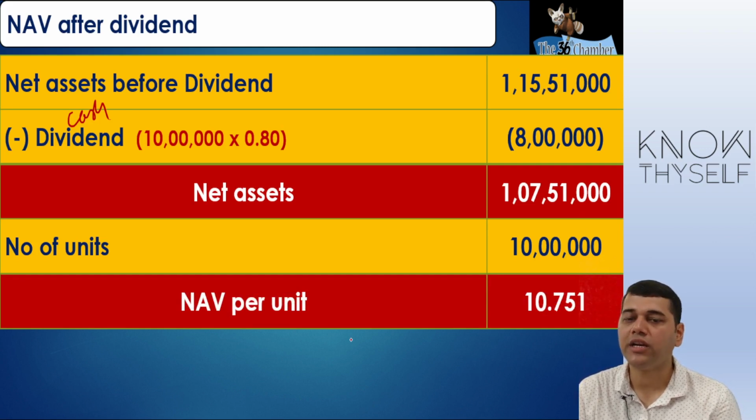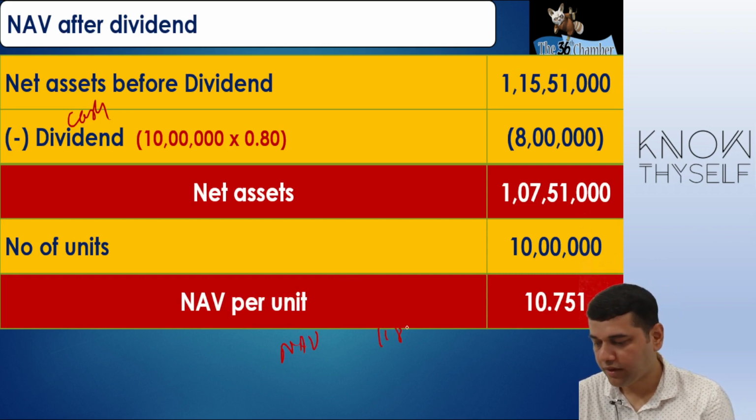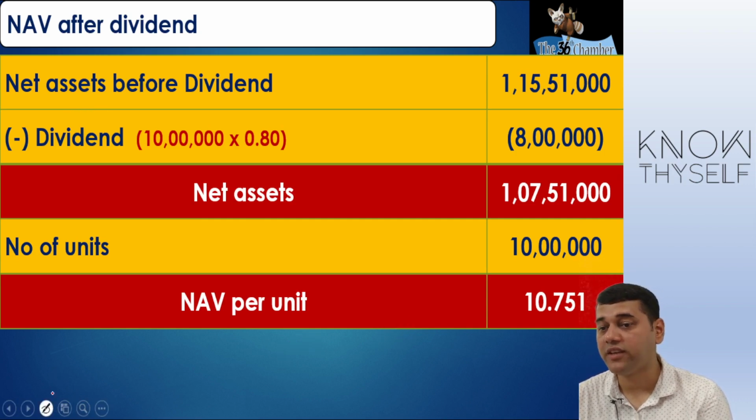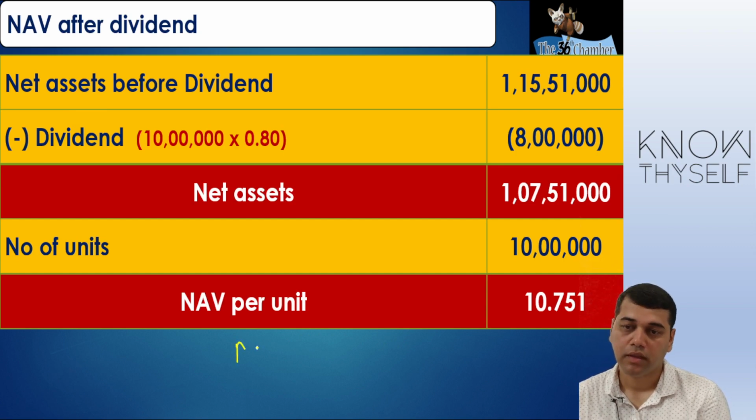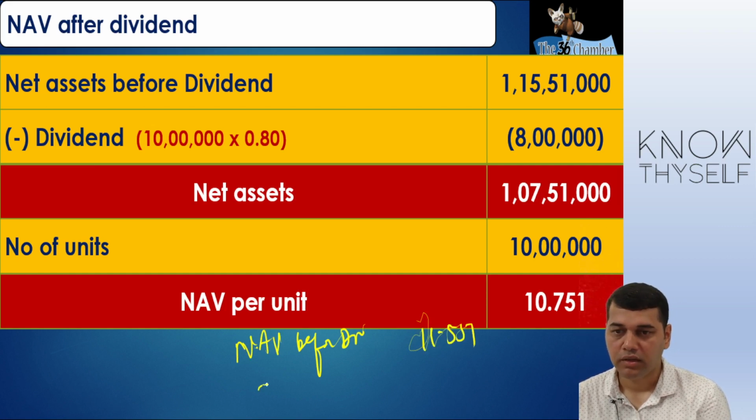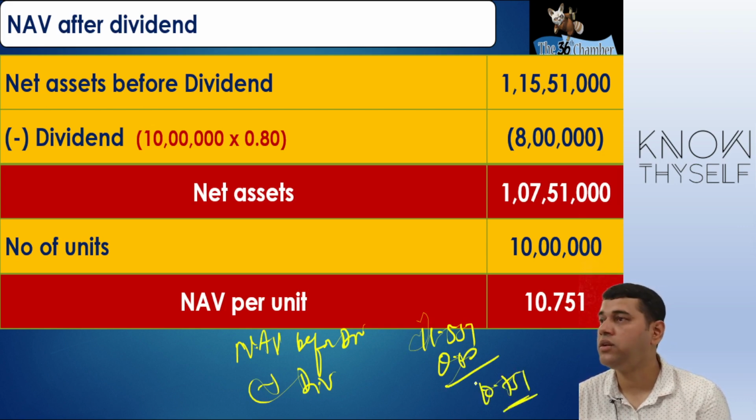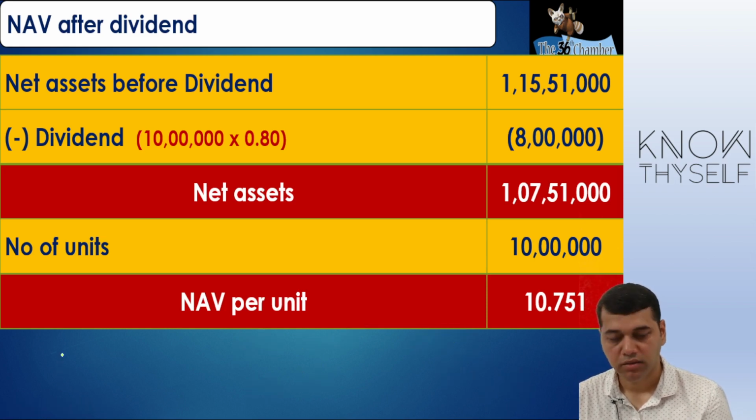Alternatively, you could have calculated like this. What is your NAV before dividend? 11.551, right? 11.551 minus 0.8, because dividend is per unit. NAV before dividend is 11.551 less dividend 0.80, that is 10.751. Same. The number of units remains the same.